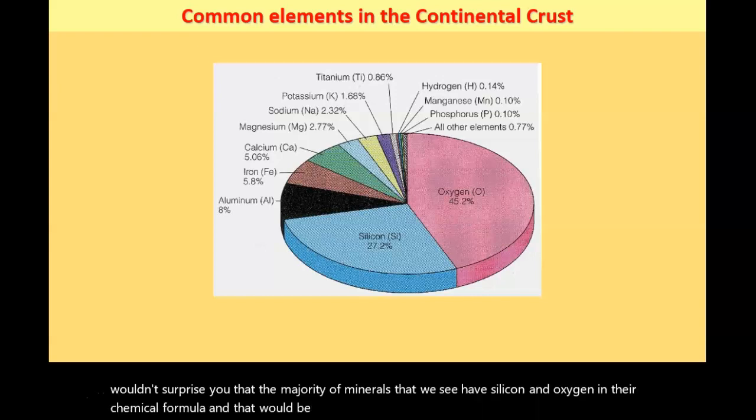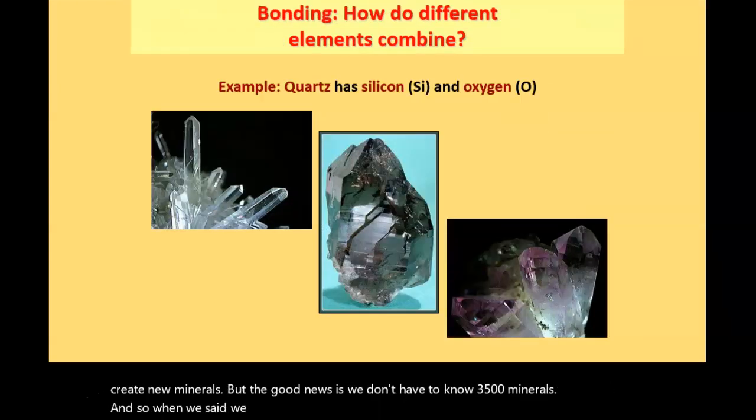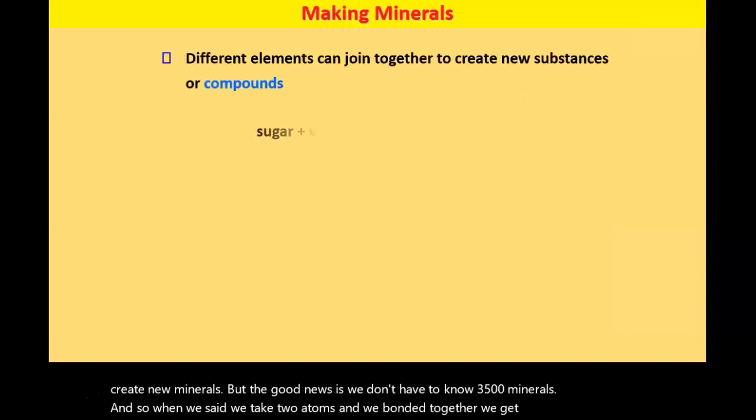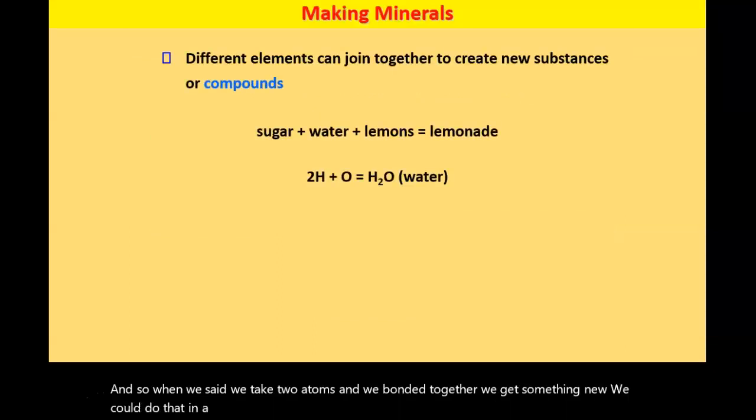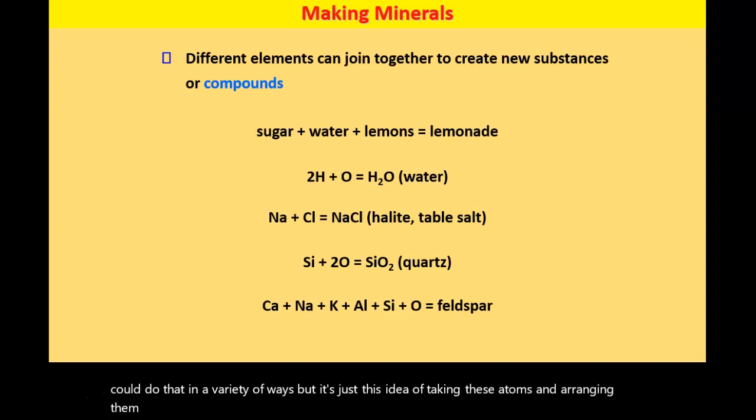and we add some other elements to change and create new minerals. But the good news is we don't have to know 3,500 minerals. And so when we said we take two atoms and we bond them together, we get something new. And we could do that in a variety of ways, but it's just this idea of taking these atoms and arranging them in a way that they would like to bond together.